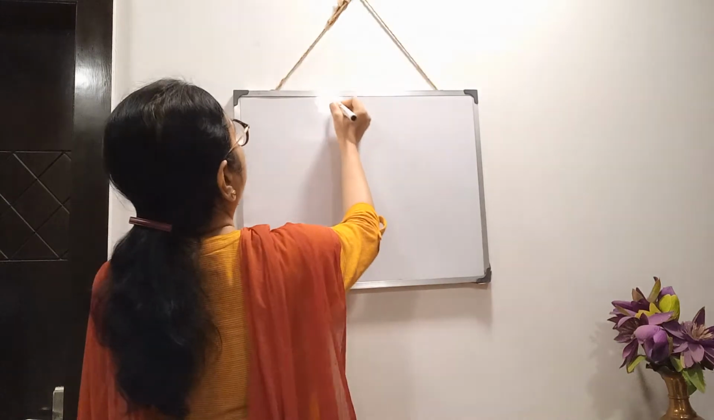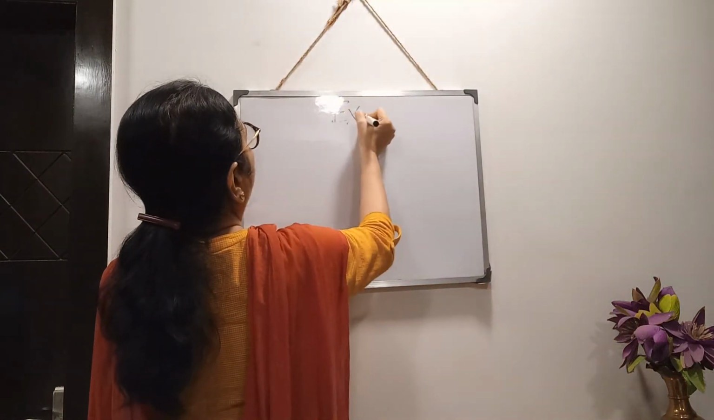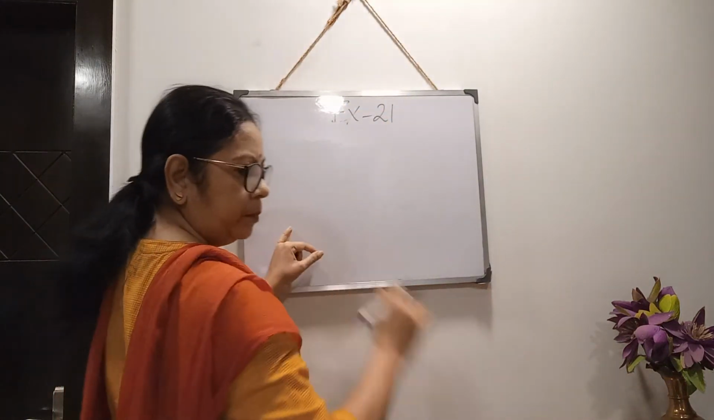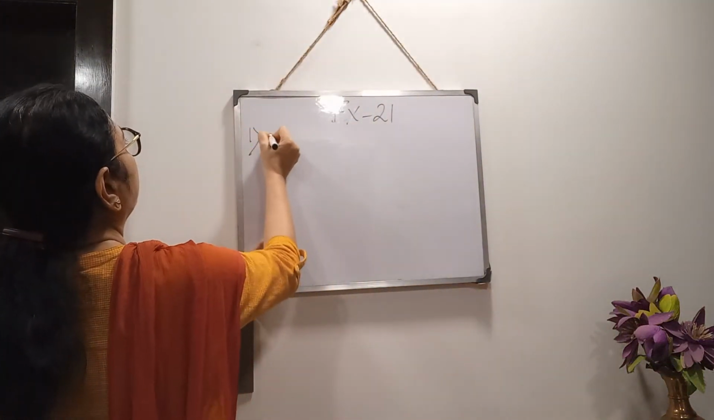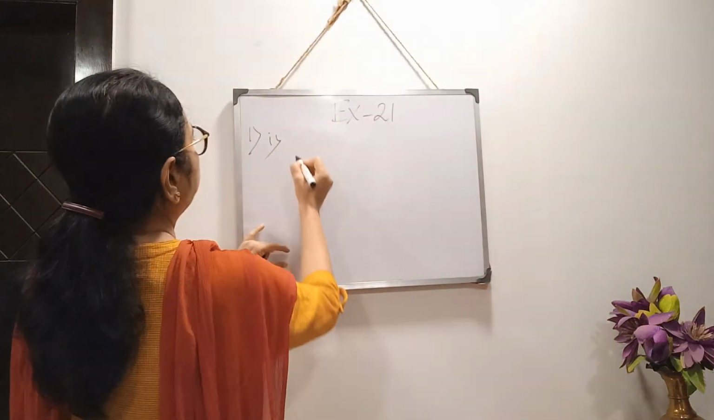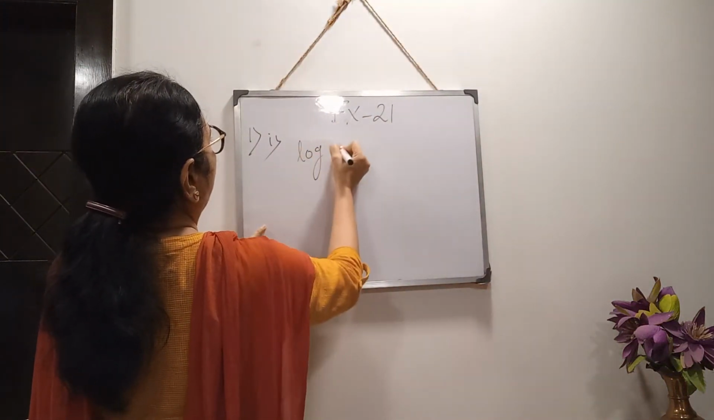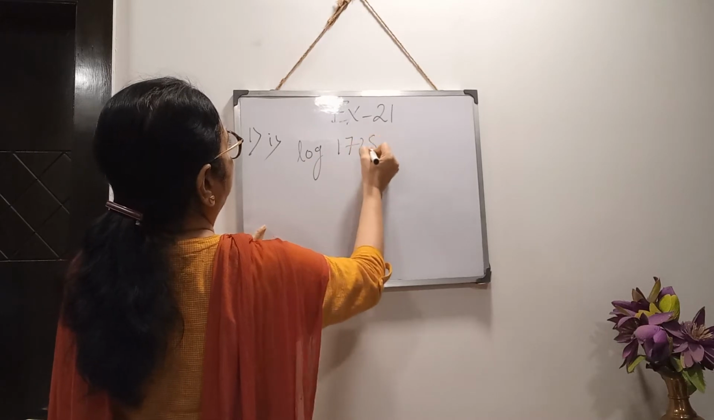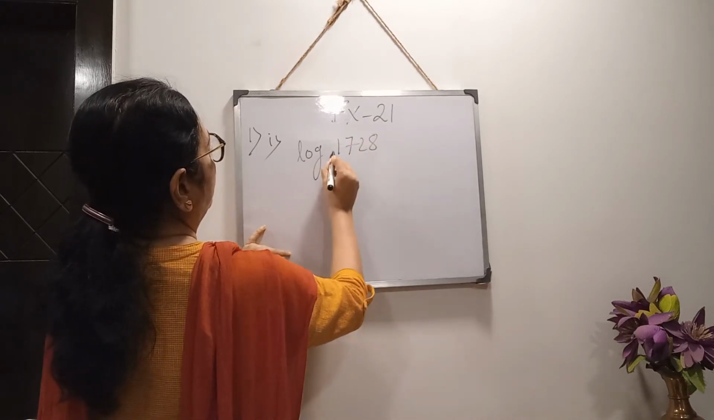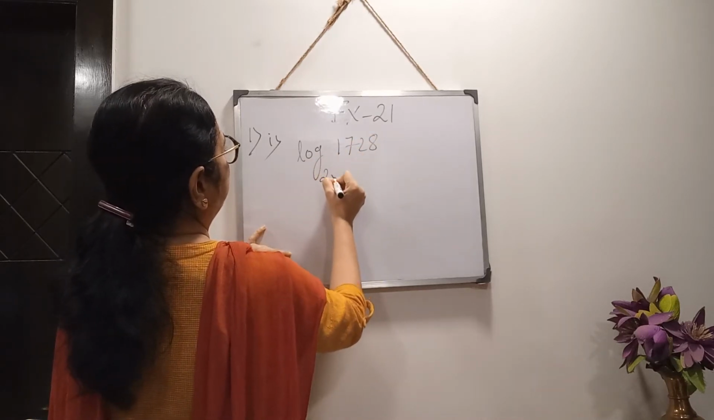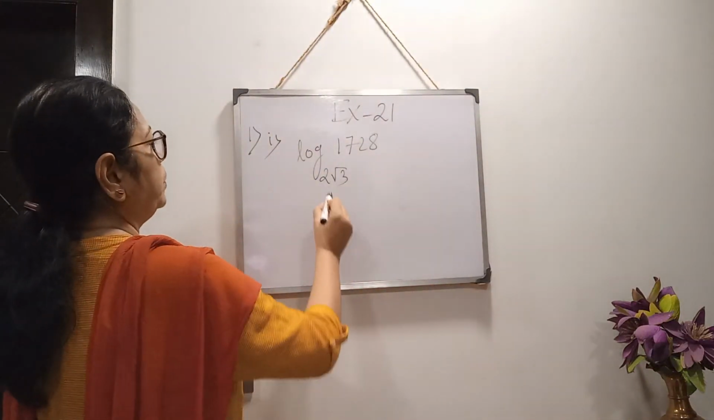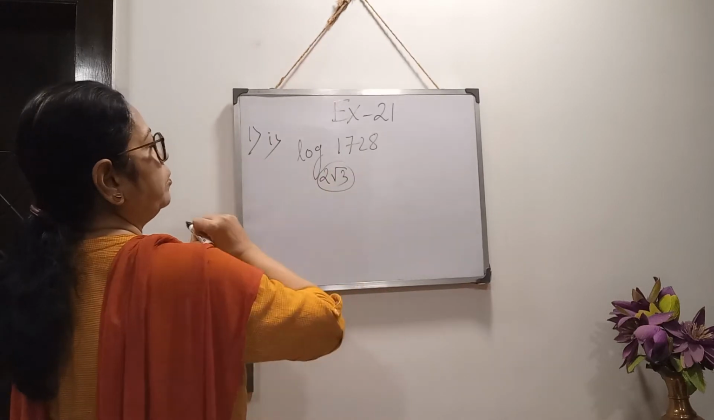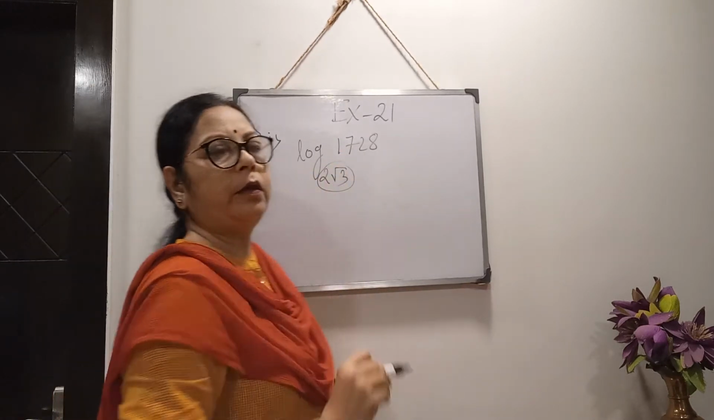Exercise 21. Evaluate. Evaluate means find the value of this. Log 1728 to the base 2 root over 3. Clear? Now see, the base is 2 root over 3 and the number is 1728.